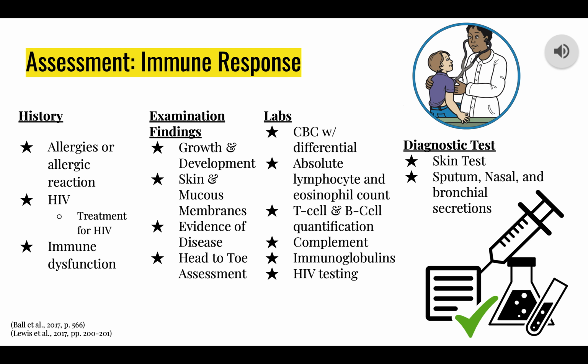The next are the laundry list of labs that can be ordered to evaluate the immune response of a patient. So CBC with differential, absolute lymphocyte and eosinophil count, T cell and B cell quantification. They can also check complement, and complement is a system that clears microbes and damaged cellular substances by activating the body's inflammatory system and attacking the plasma membrane of the foreign body.